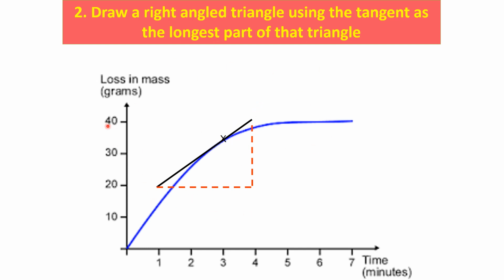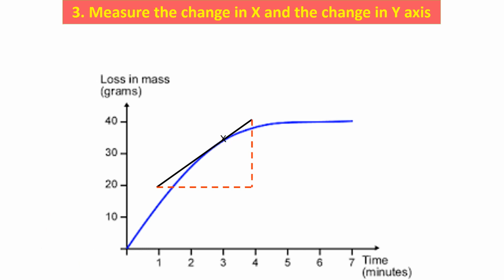So that's step two. We're drawing a right angle triangle, and the tangent line, that straight line we drew, is the long side, the hypotenuse. We then need to work out how far along and how high our graph is. So we measure along, and it's 4 minus 1, sorry, which is 3 minutes, and then convert that into seconds. So 3 times 60 is 180.